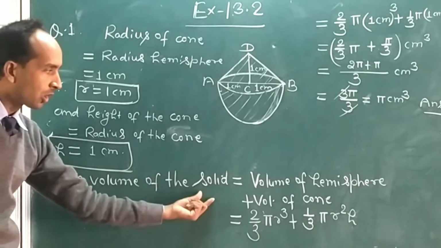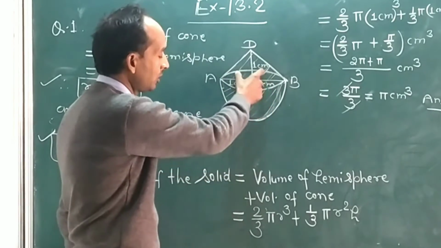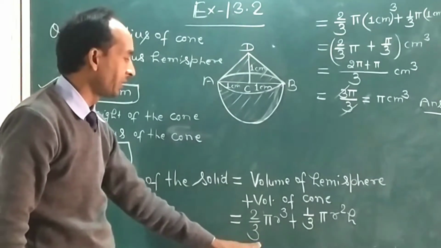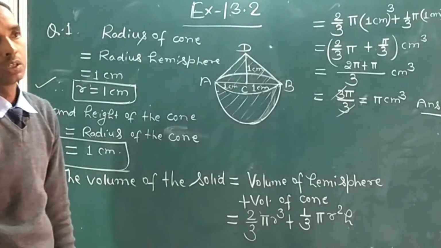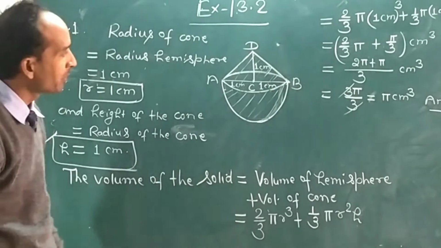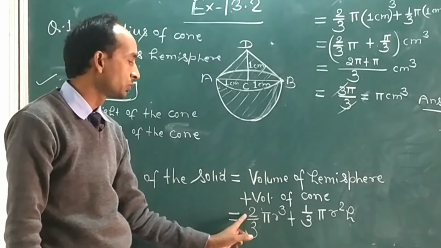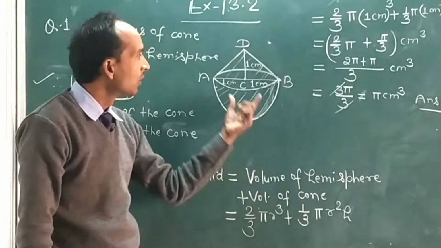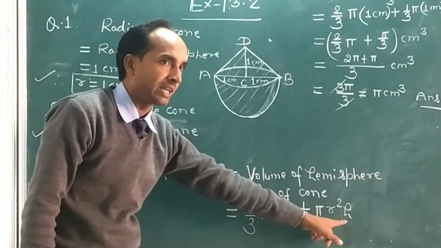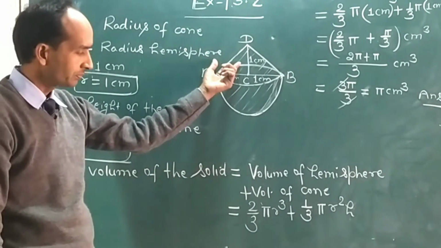The total volume of the solid equals volume of the hemisphere plus volume of the cone. The volume of the hemisphere equals 2 by 3 pi r cube, because the volume of the sphere is 4 by 3 pi r cube, and for the hemisphere it will be half of the total volume of the sphere, so it comes 2 by 3 pi r cube, plus volume of the cone. Volume of the cone equals 1 by 3 pi r square h, where h is the height of the cone and r is the radius of the cone.